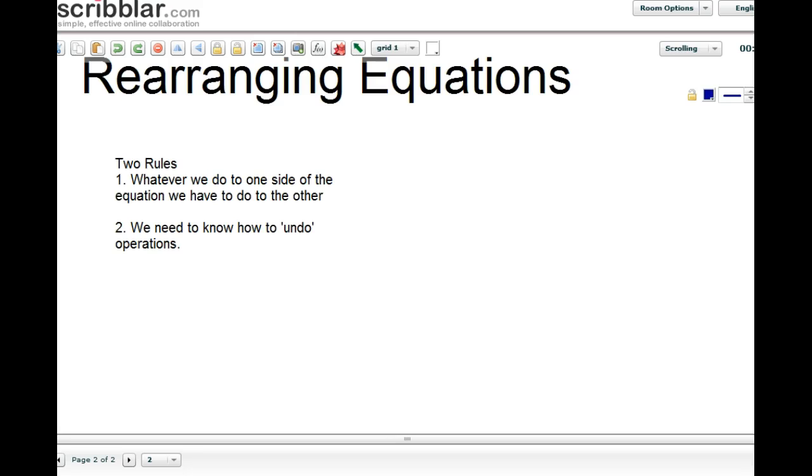The rules for rearranging equations are simple. There are two basic things that we have to remember. And the first is whatever we do to one side of the equation we have to do to the other.